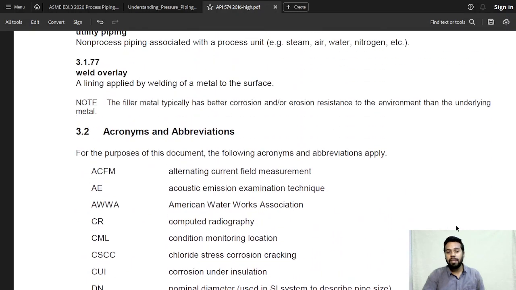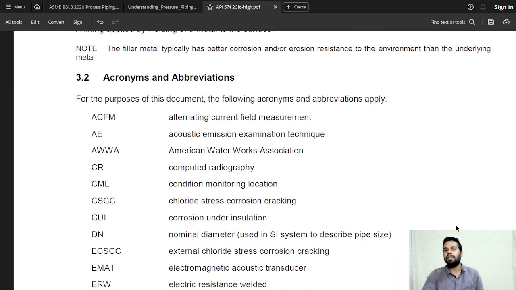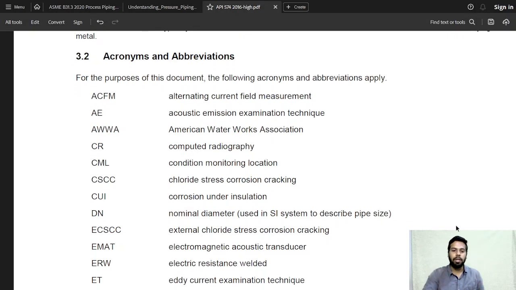Next is abbreviations. Obviously these are the abbreviations used in the entire code, so whenever you see an abbreviation that you don't understand, you can refer to it here. Okay.